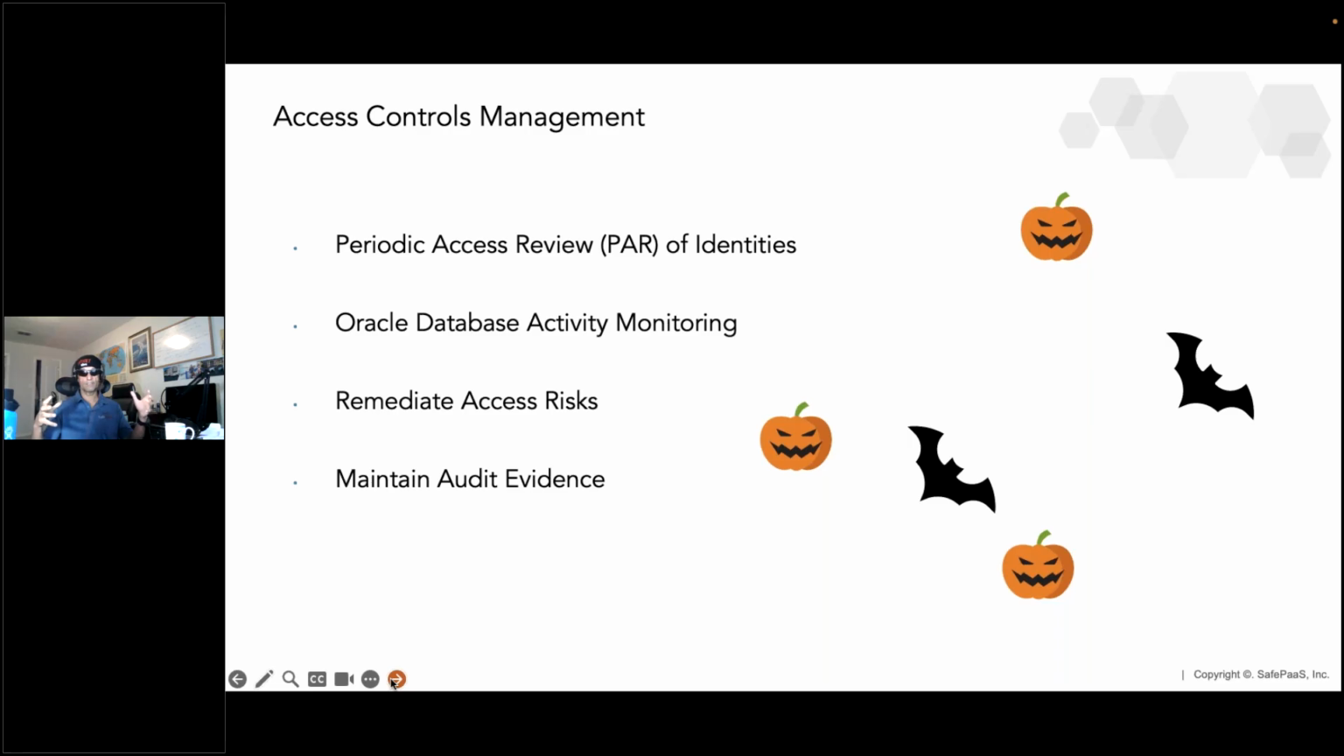There are thousands of identities for a typical, even mid-sized business, right? And millions for our bigger enterprise customers. The second thing we'll talk about today is the monitoring of the activities once you have the right people.